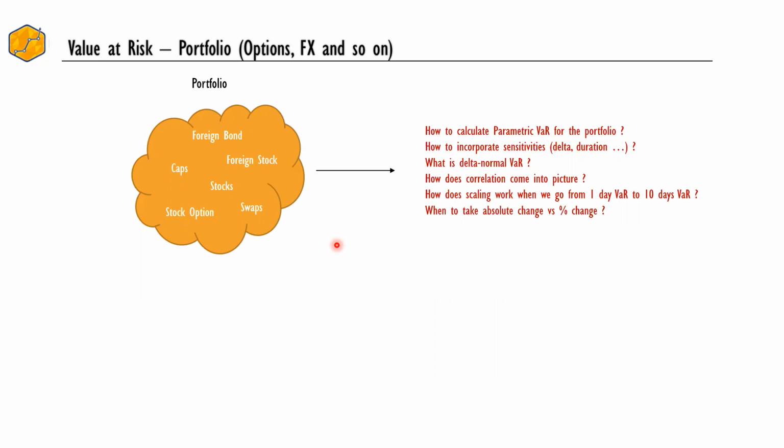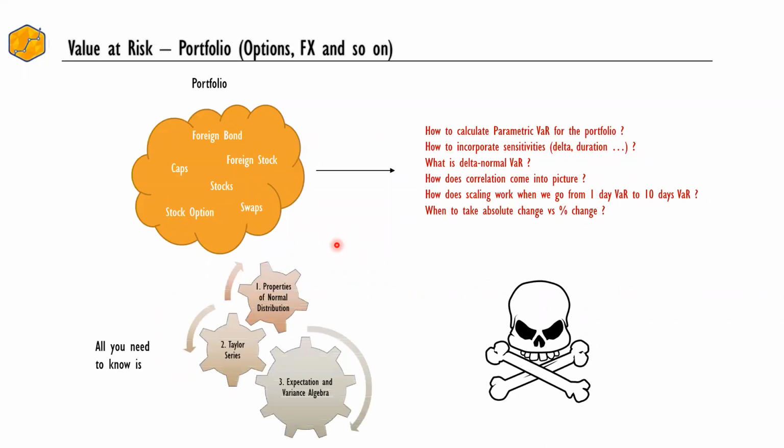So we'll see that. Now the whole exercise seems very scary because all of these things come into the picture and we don't know exactly how to systematically approach this problem. However, as I promised, all you need to know is three things. Three things: properties of normal distribution. And we pretty much know this, but we'll just touch upon it briefly.